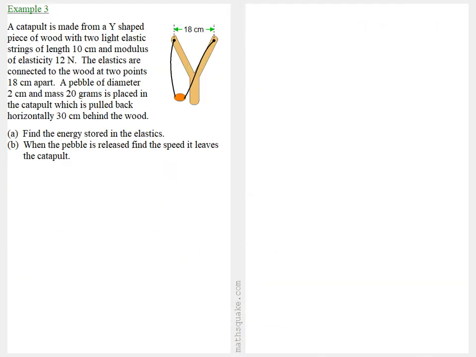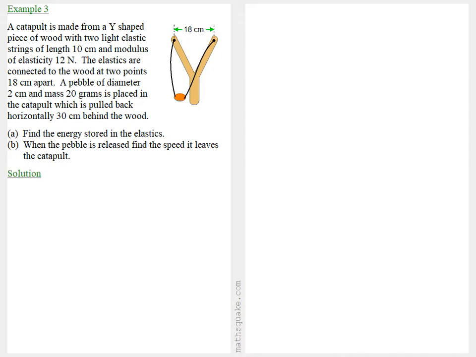In example 3, we're told a catapult is made from a Y-shaped piece of wood with 2 elastic strings of length 10 centimeters and modulus of elasticity 12 newtons. The elastics are connected to the wood at 2 points 18 centimeters apart. A pebble of diameter 2 centimeters and mass 20 grams is placed in the catapult, which is pulled back horizontally 30 centimeters behind the wood. In part A, we're asked to find the energy stored in the elastics.